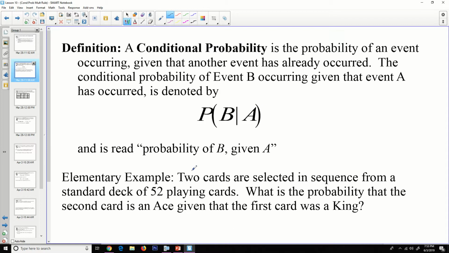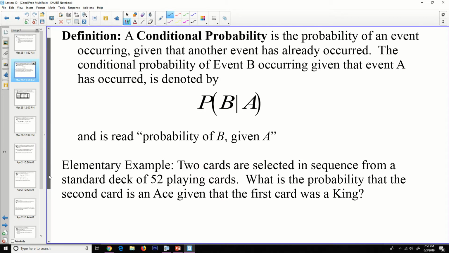So an elementary example. Two cards are selected in sequence from a standard deck of 52 playing cards. What is the probability that the second card is an ace given that the first card is a king?